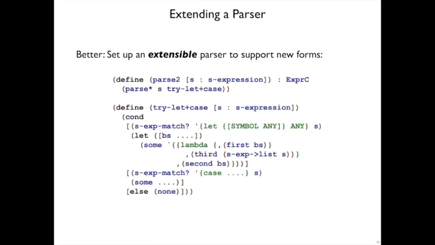On the other hand, now in our let and case extension, we can write a parse2 that mostly just reuses the old parse, or parse star now, providing an expander that handles let and case. So if an S expression matches a let pattern or a case pattern, then our expander here will handle that and return some expanded S expression. Otherwise, it'll just return none.